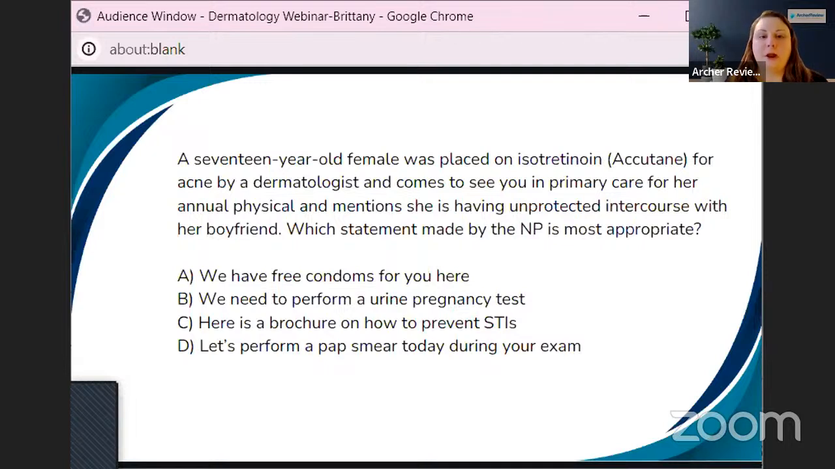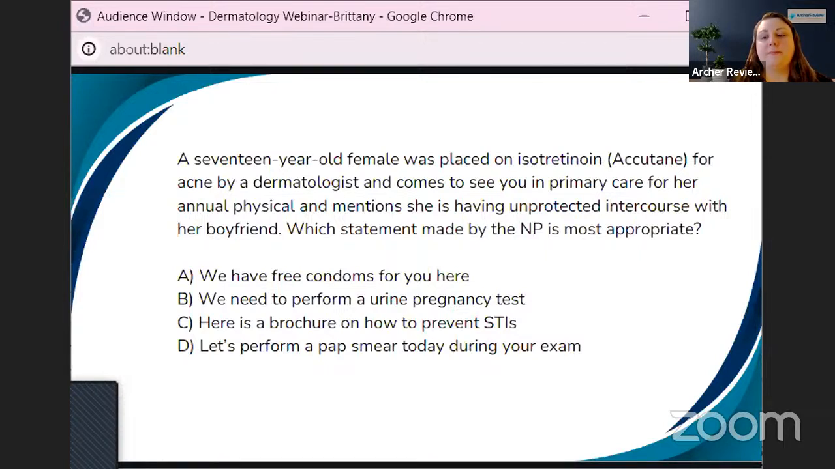So, most appropriate. Remember, when it asks that, hint, hint, most of these answers, if not all these answers, are correct, but they want you to pick the best answer. So we have free condoms for you here, okay? That could be a response, right? We need to perform a urine pregnancy test, also another response. Here is a brochure on how to prevent STIs. We're very concerned about preventing STIs in primary care, absolutely. Let's perform a pap smear today during your exam.